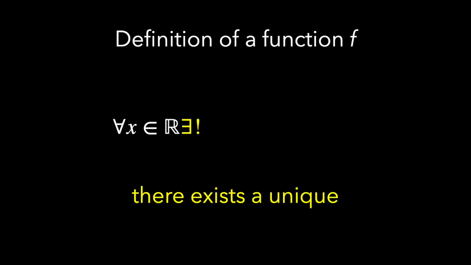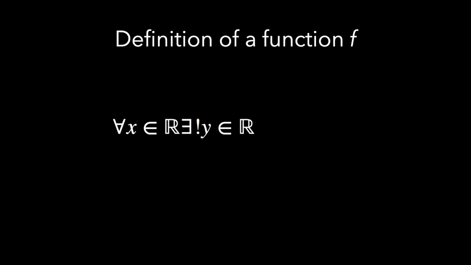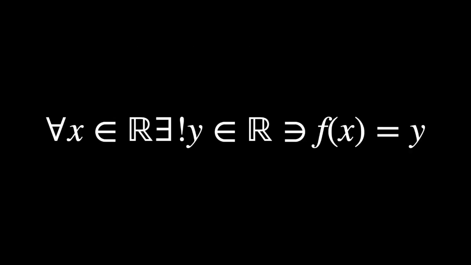So for every real number x, there exists a unique y that's a real number, and now a backwards epsilon, both Greek and backwards. And he said, such that. So for every real number x, there exists a unique real number y, such that f of x equals y. And that is the definition of a function.